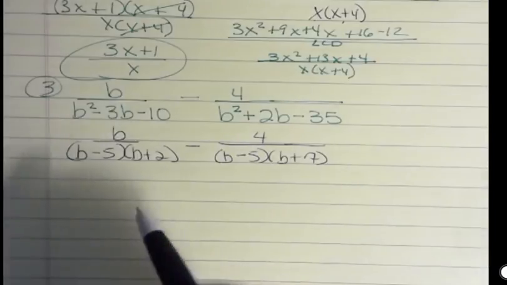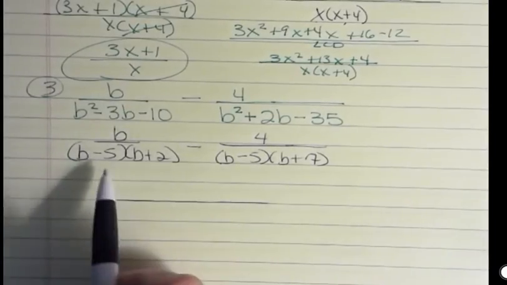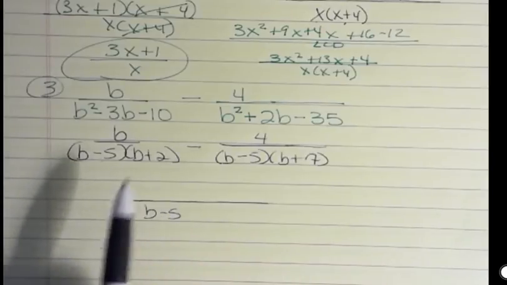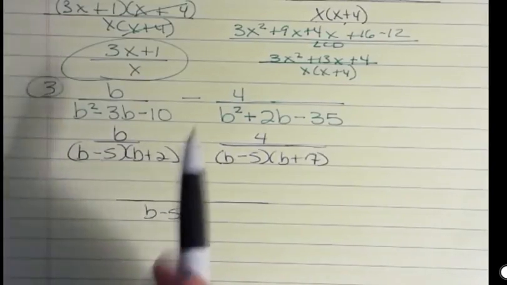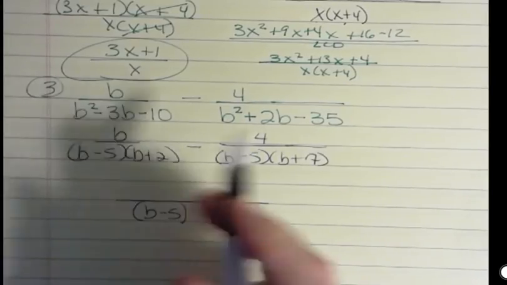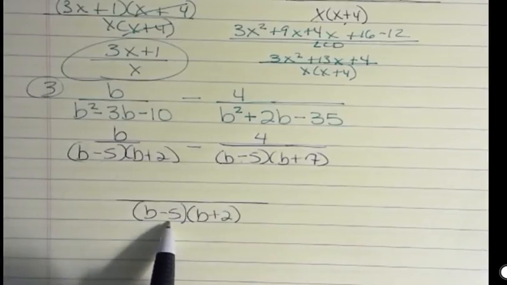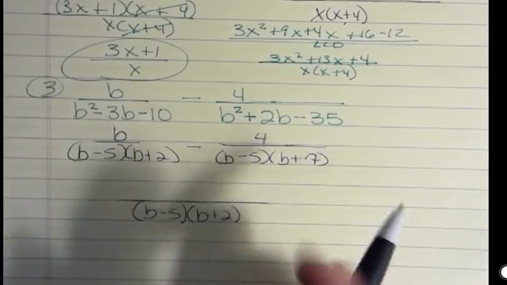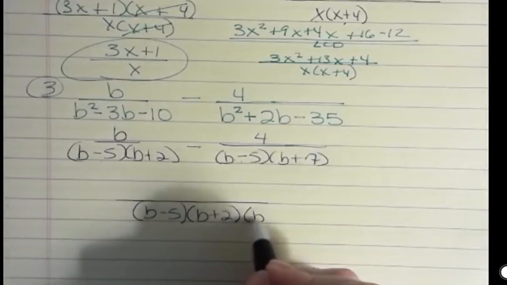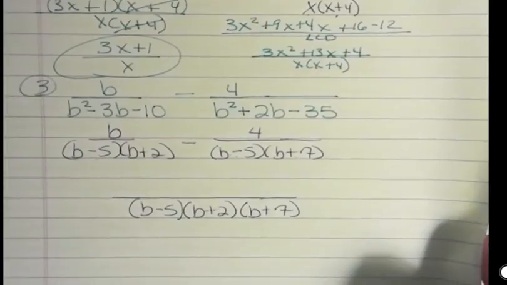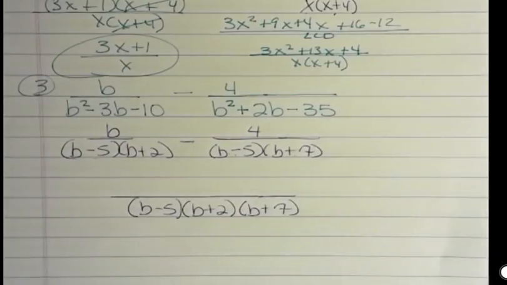But my common denominator, I have b minus 5. And here's kind of how I suggest. Look at this one. I have b minus 5, so I need that. I have a b plus 2, so I need that. I have a b minus 5, which I already have. And I have a b plus 7, which I don't have, so I'm going to have to add that. Now that I have all that, now I'm going to go back and say, what is each fraction missing?